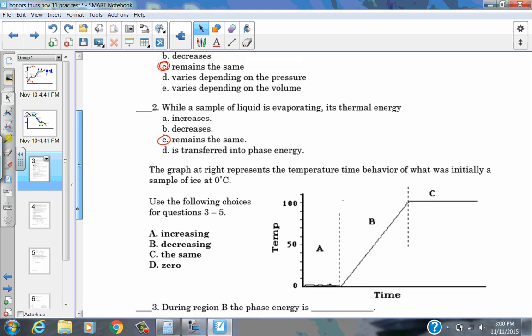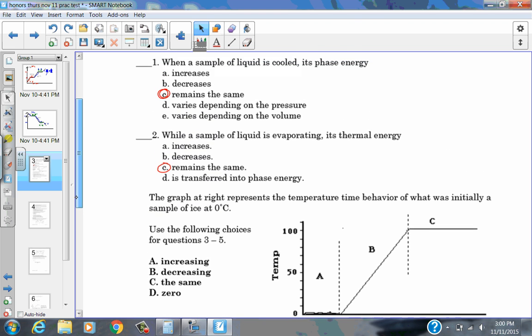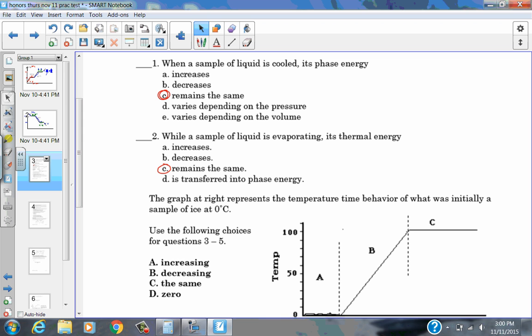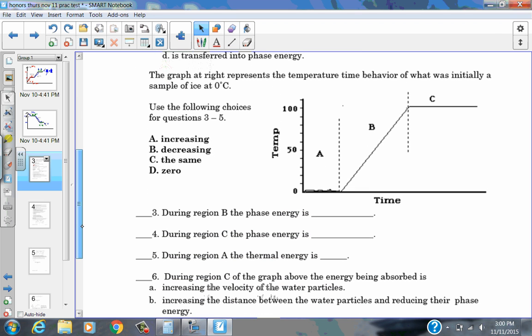So there's that misconception that, of course, if you add heat, it's going to heat up. But in this case, it doesn't. It does one or the other. It's either going to be changing phase or it's going to be changing temperature, but it doesn't do both at the same time for some strange reason.